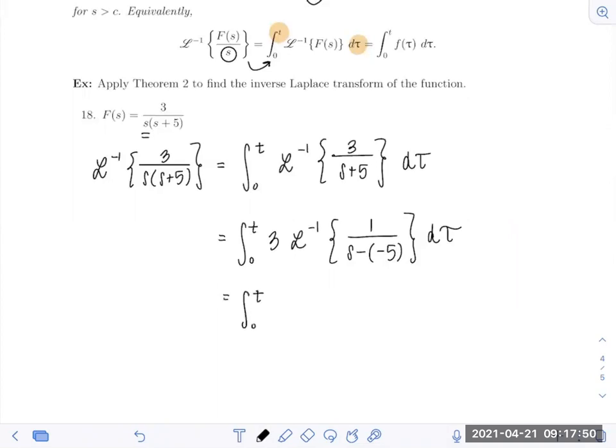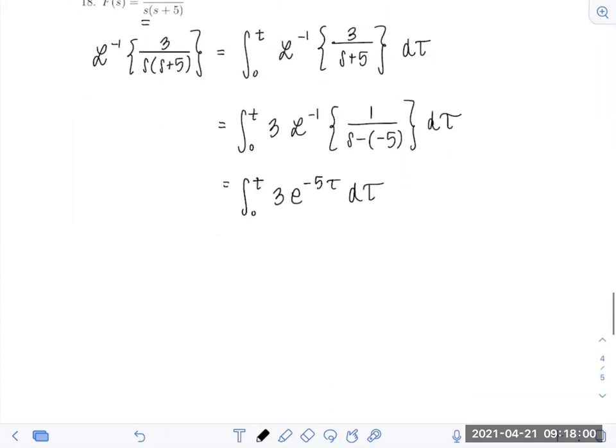I'm going to recopy the integral, keep my coefficient, and then what I have here is an e to the negative 5, again using tau rather than t. Now let's carry out this integral in terms of tau. If I did a U-substitution, it would kick out a negative 1/5. So I get negative 3/5 e to the negative 5 tau, and this is going to be evaluated from 0 to t.